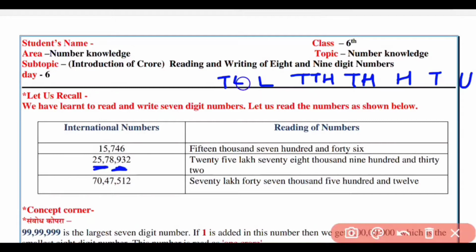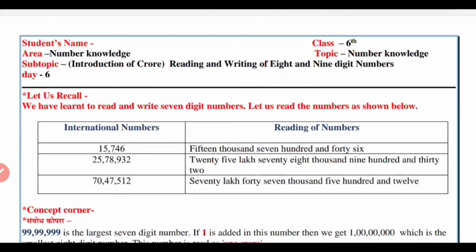When the number is having 8 digits, this 8th digit will be at the crore place. And if the number is having 9 digits, the 9th digit will be at 10 crore. TC means 10 crore. So in this way we keep on writing the digits and we can read the digits like this. So let us see what is given in Let Us Recall.